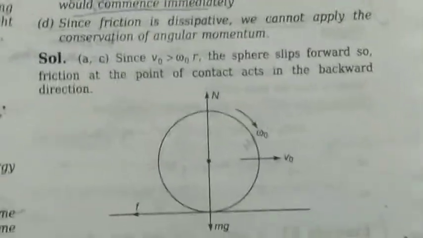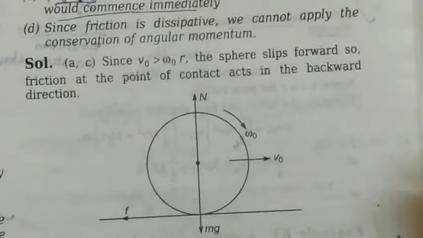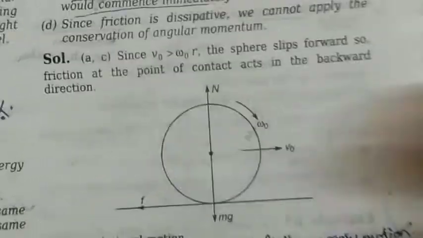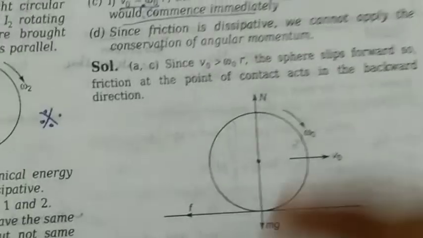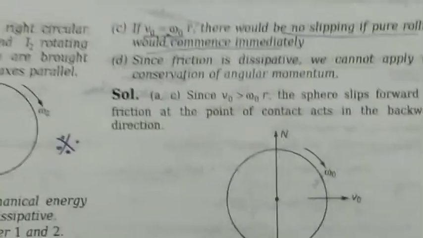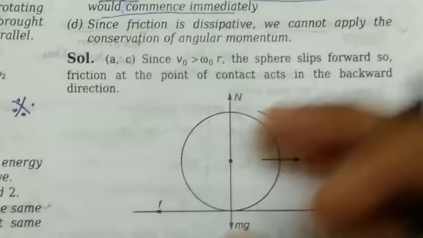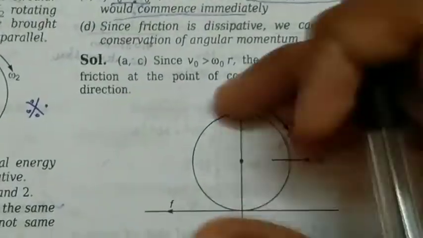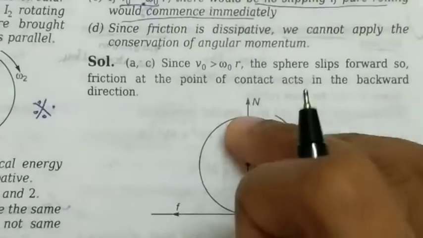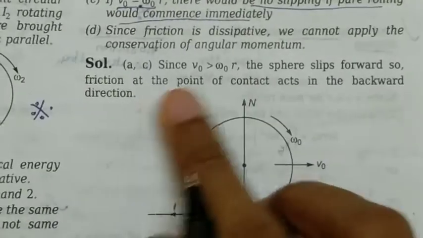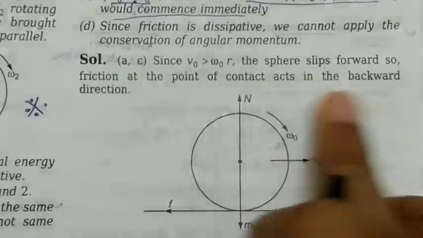If this is the case, the sphere would not just roll. Of course it would roll, but in addition to rolling, there would be slipping of the sphere. It skids on the floor, and also it rotates. So the sphere slips forward, that means it moves in the forward direction. If it is slipping in the forward direction, then at the point of contact, friction would act in the backward direction.